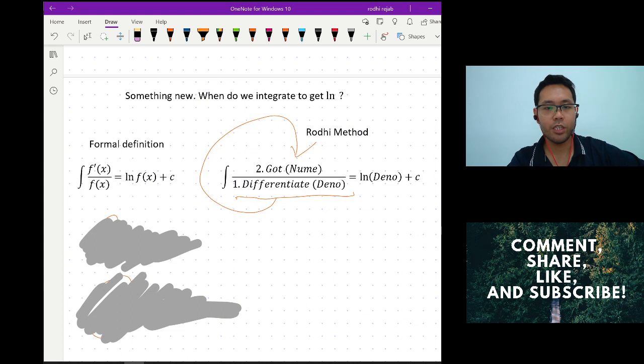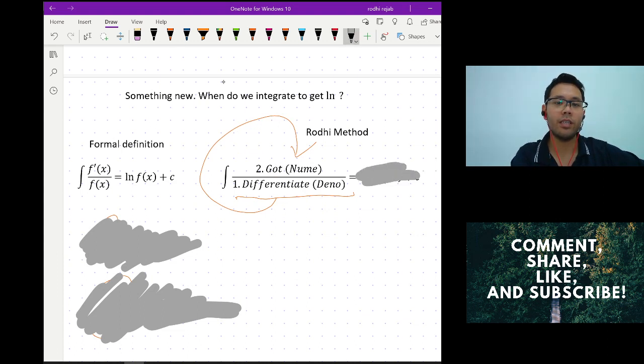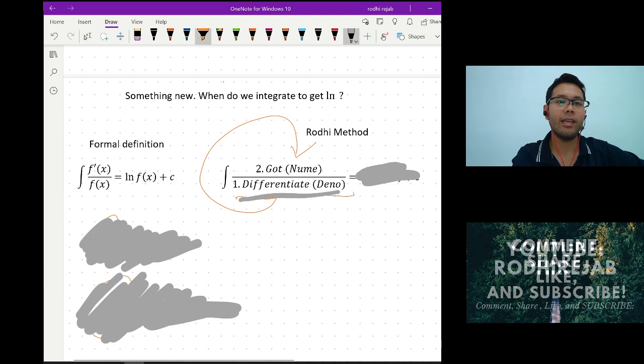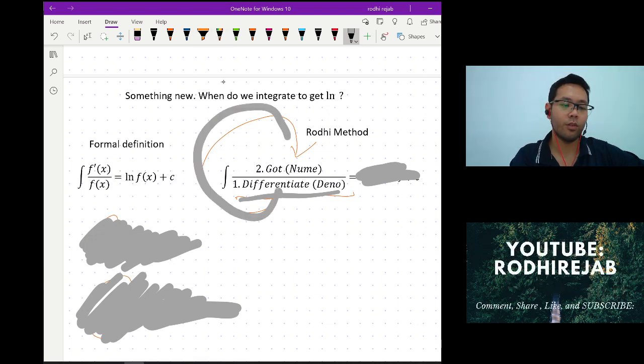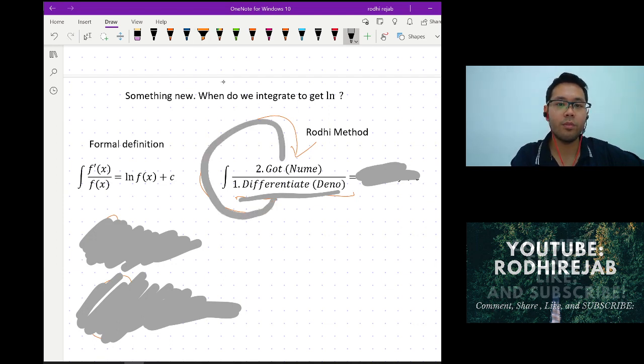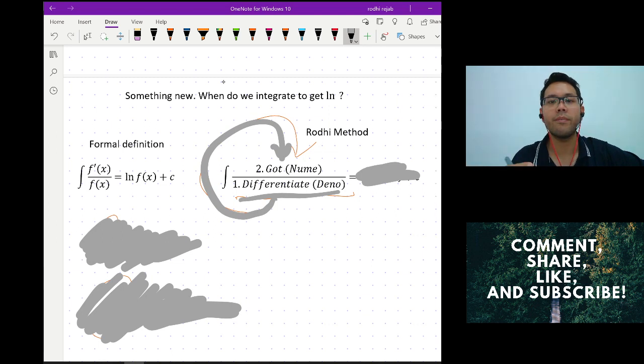If I differentiate the denominator, let's close that one first. If I differentiate the denominator, the computer doesn't want to follow. Okay, you get the idea. If I differentiate the denominator and I get the numerator, this is where I apply ln. Differentiate denominator, I get numerator, so it becomes ln denominator plus c.